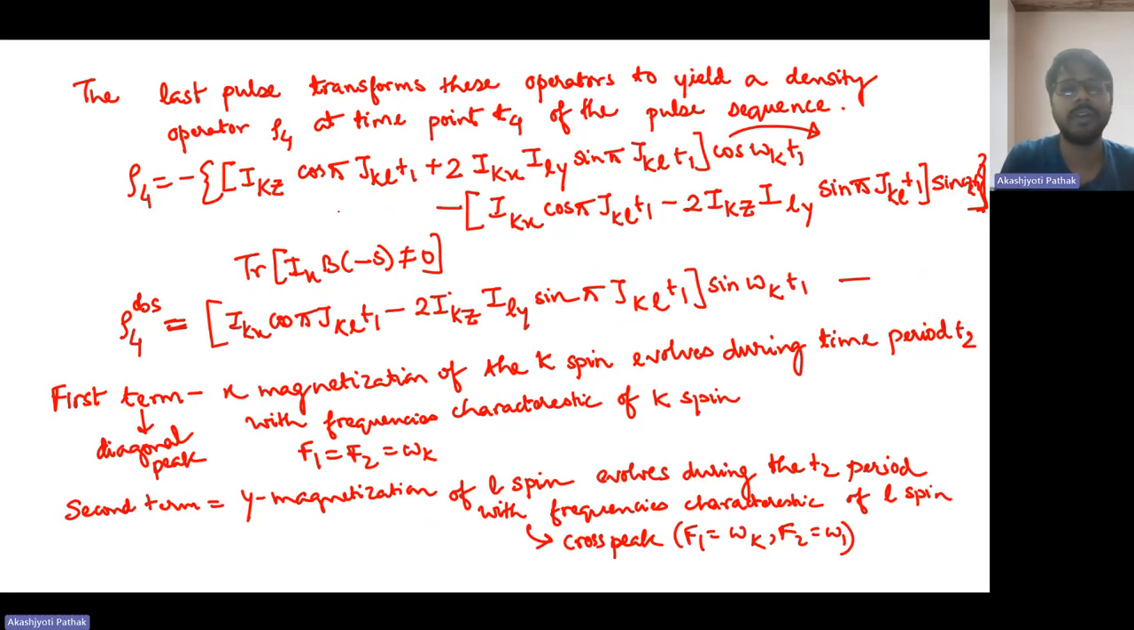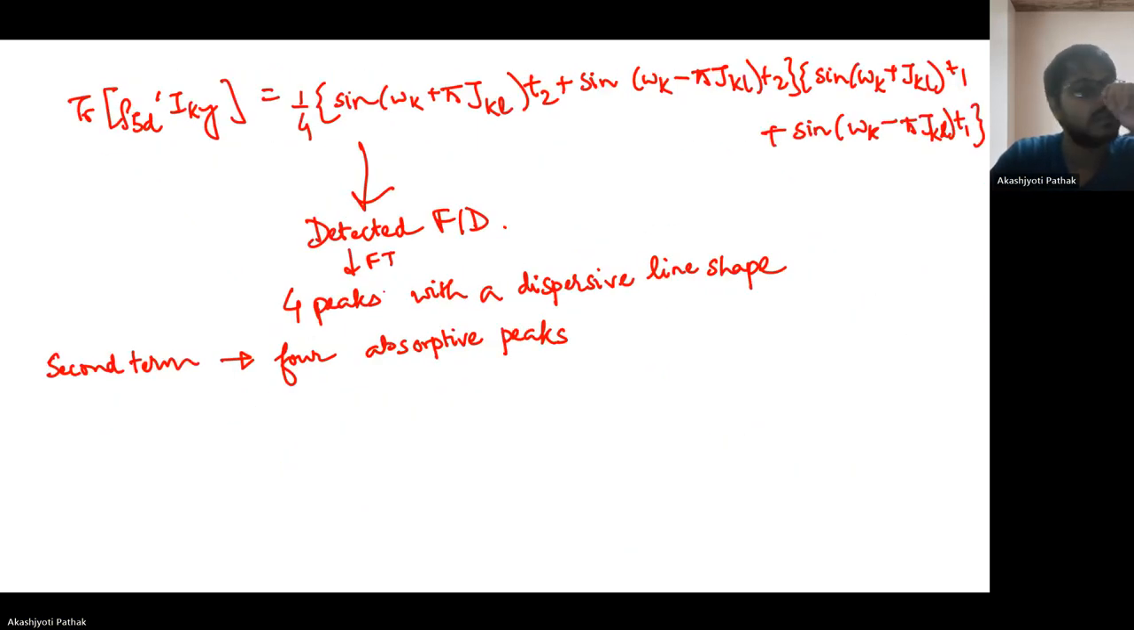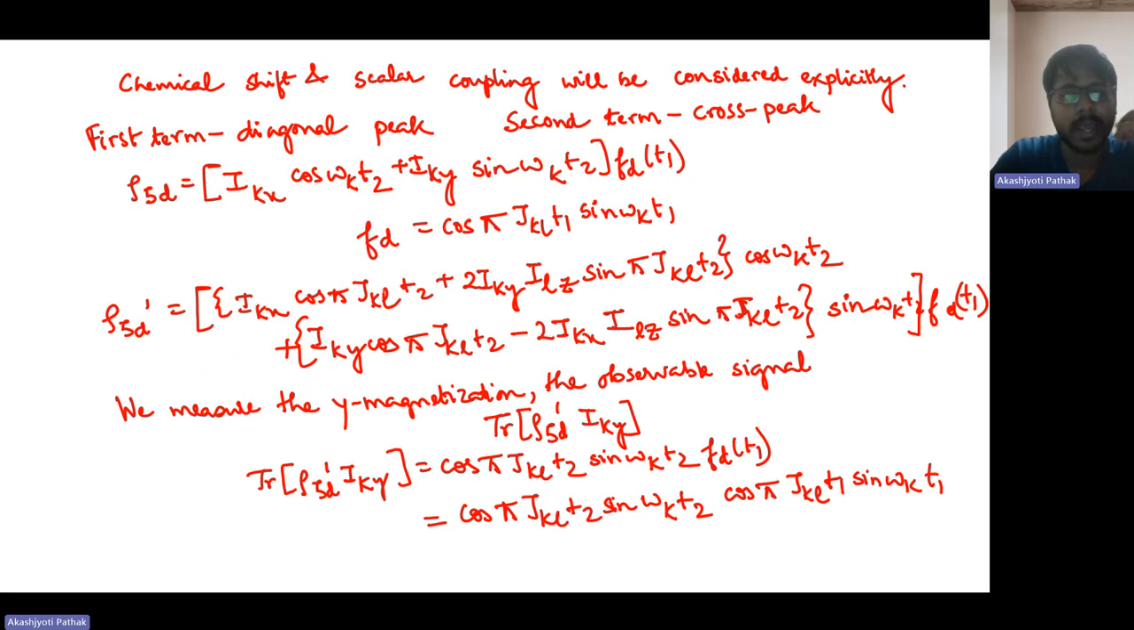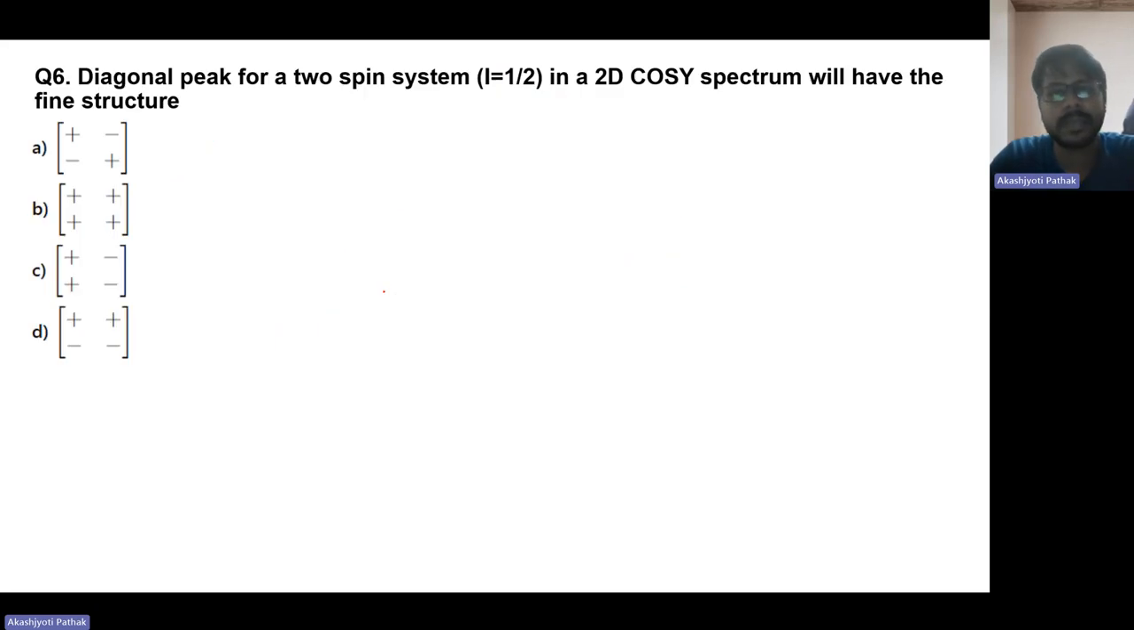So from here we got two terms, right? This first term and this was the second term. The first term is giving us the diagonal peak, and Fourier transform of the diagonal peak will give us four peaks with absorptive line shape or dispersive line shape, and the second term is giving us the cross peak. So if we calculate the scalar coupling, then we get dispersive line shape.